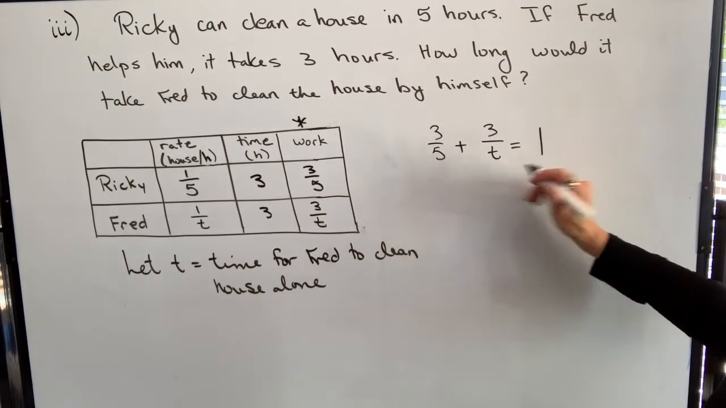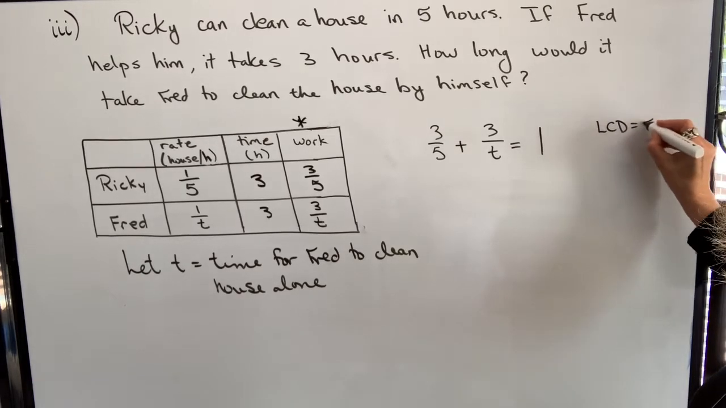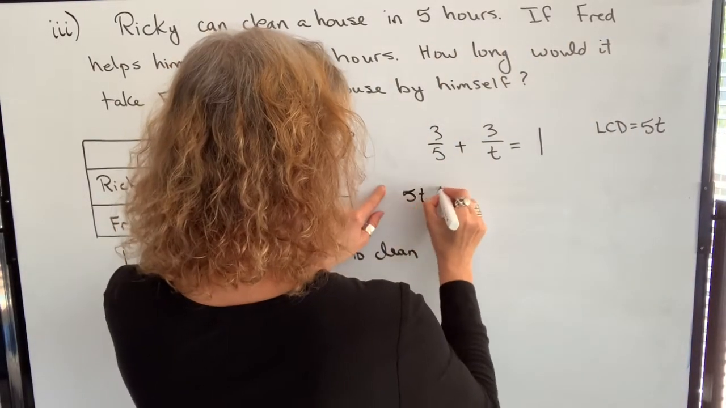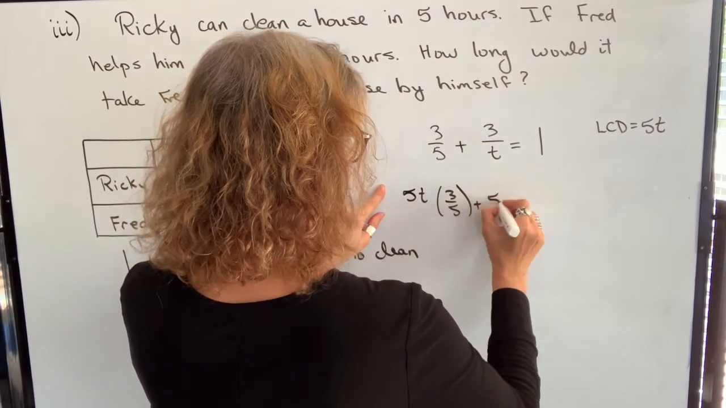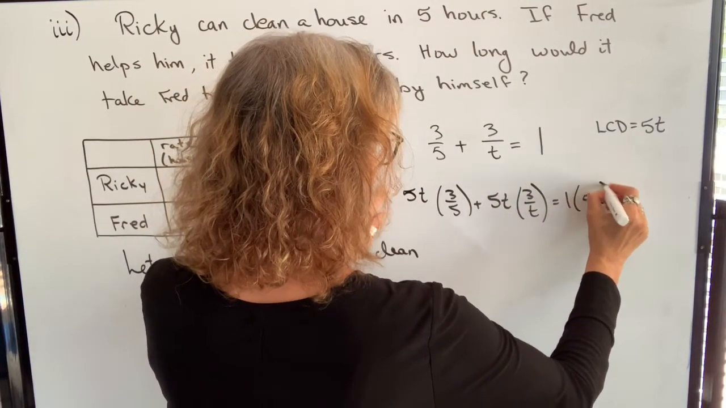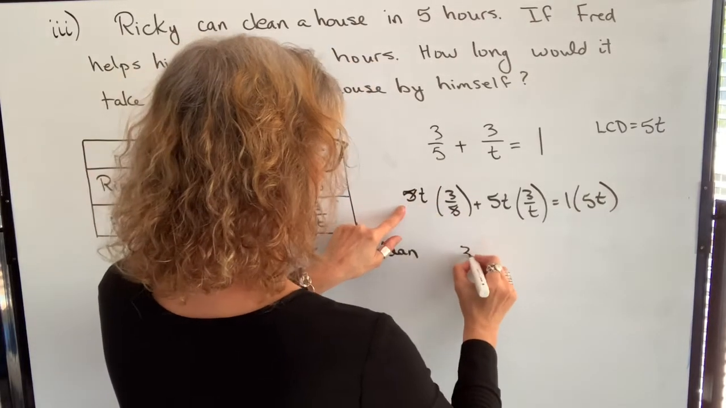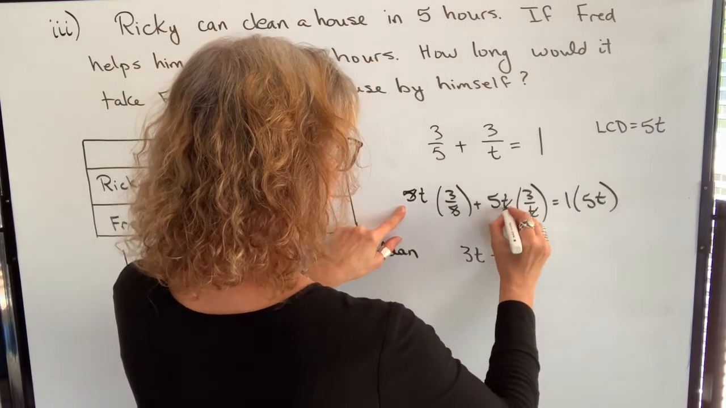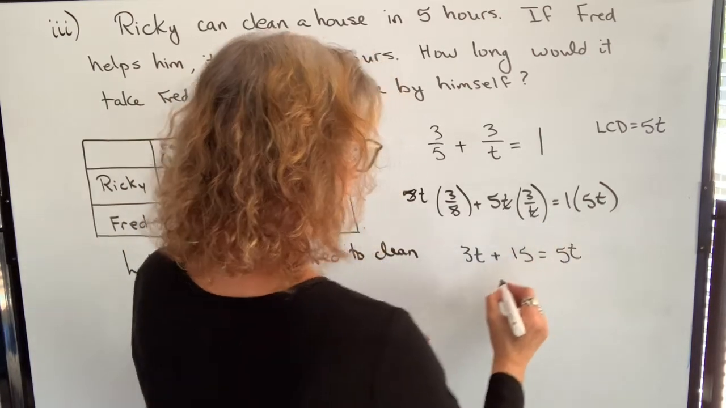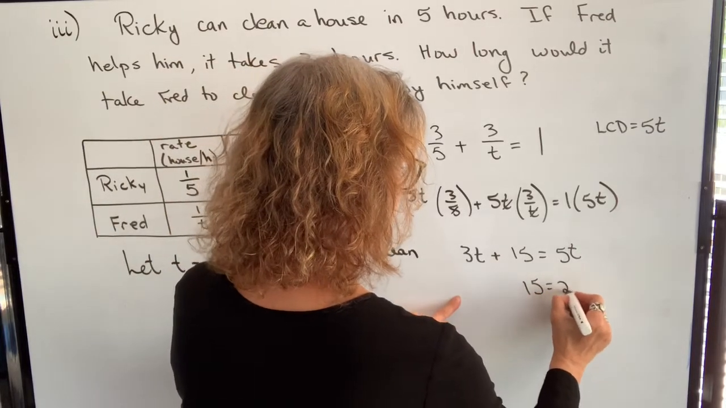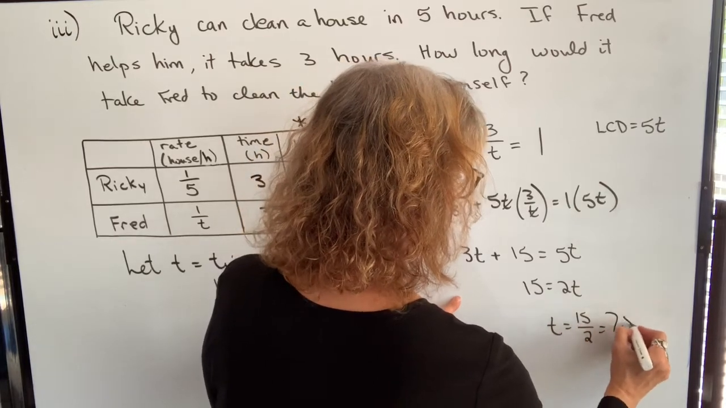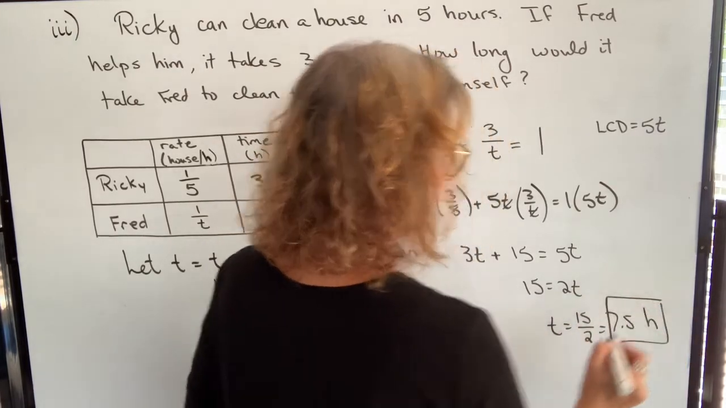Again, we have a fractional equation. We multiply both sides of the equation by our lowest common denominator, which is 5T. When I multiply both sides of the equation, that means every term on both sides. 5 will cancel, I'll be left with 3T. T will cancel and I'll have 15 equals 5T. Subtract 3T from both sides and T will equal 15/2. As a decimal, that would be 7.5 hours.